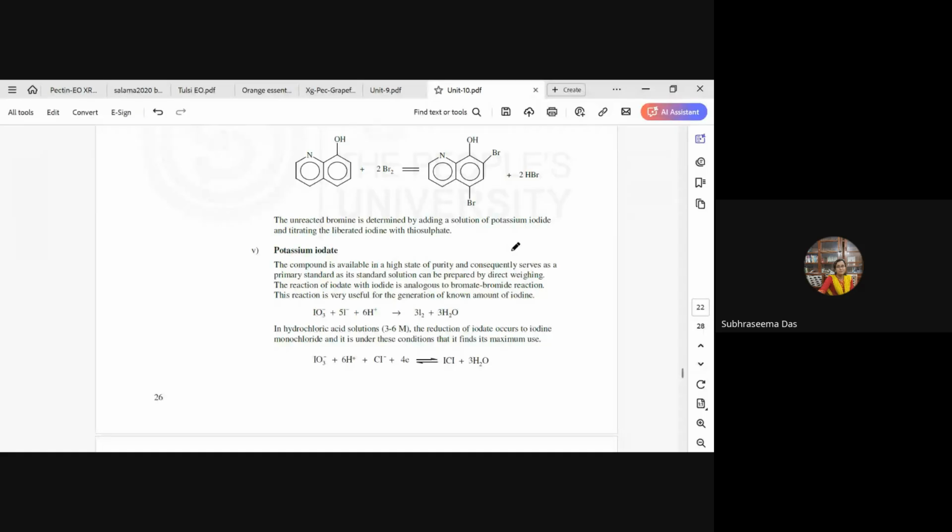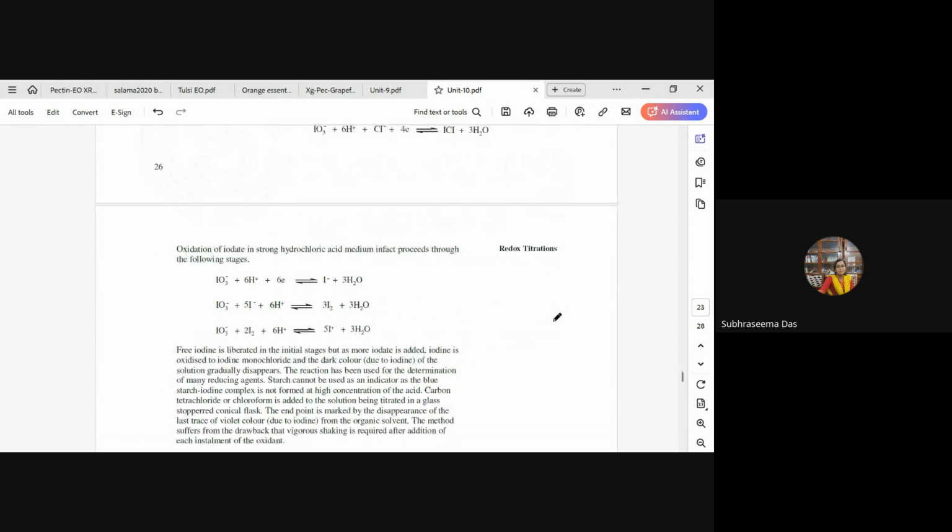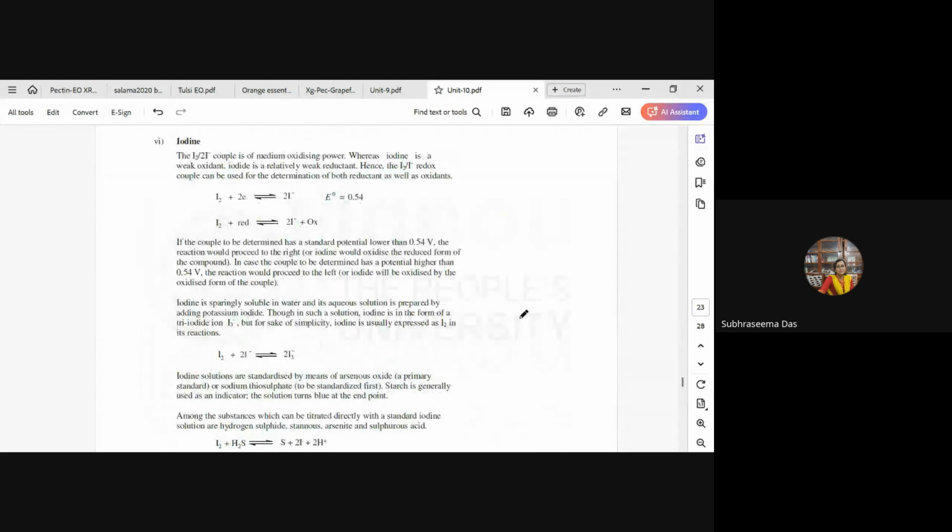Then potassium iodate, this compound is quite available in a pure state. The reaction of iodate with iodide is analogous to the bromate bromide reaction. It is shown here, and it is useful for the generation of a known amount of iodine. Then iodine, the I2 to I minus couple is of medium oxidizing power, whereas iodine is a weak oxidant.